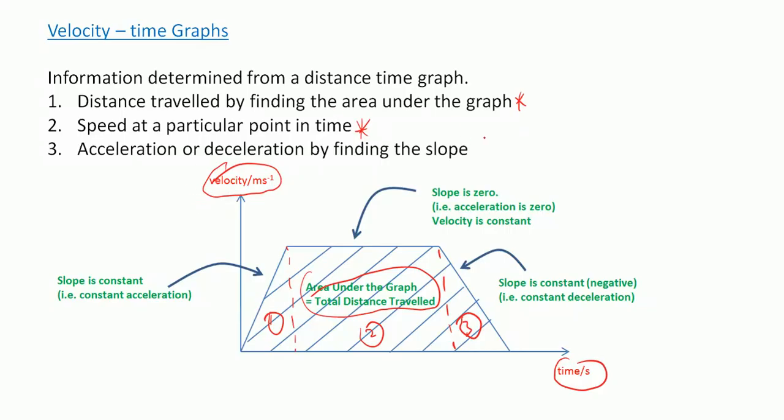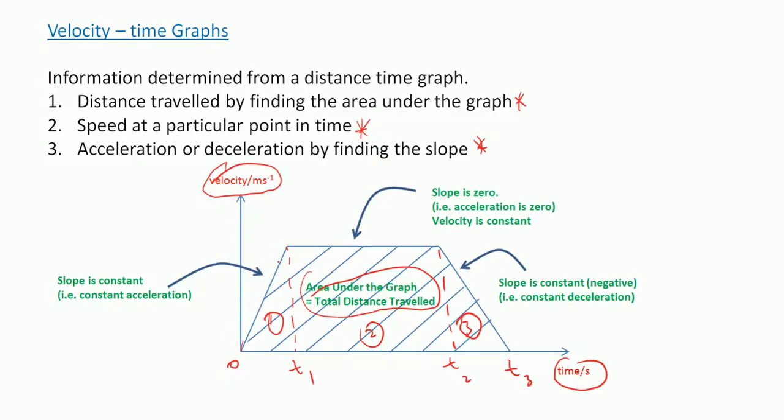And the third thing we can find is the acceleration or deceleration by finding the slope. So this is a velocity time graph. We can find the acceleration or deceleration at any point in time by simply finding the slope. So let's break up this graph again. We have 0, let's call this t1, t2, and t3. So between 0 and t1, we notice that we have a straight line.